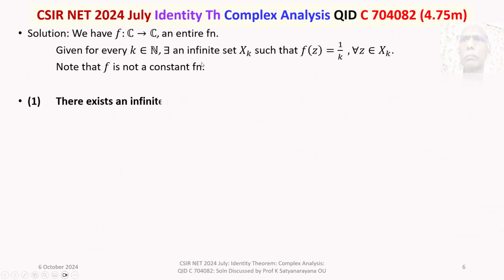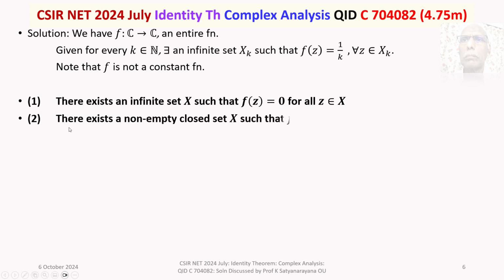That's what we have concluded and call option 1. There exists an infinite set capital X such that f(z) is equal to 0 for all z belongs to X. We also call option 2. There exists a non-empty closed set capital X such that f(z) is equal to 0 for all z belongs to X. When we see this f(z) is equal to 0 for all z belongs to X, if you are looking for a counter example, if you take f(z) is equal to e^z, it will never be 0 for any z.